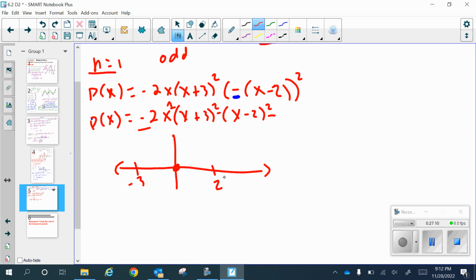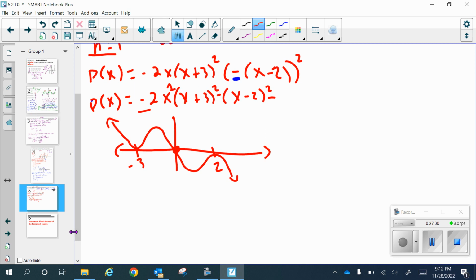So because it's an odd degree polynomial with a negative leading coefficient, I start up and I go down. At 3, I bounce off of it. At negative 3, sorry, I bounce off of it. And at 2, I bounce off of it. At 0, I go straight through it. So it's going to be something like that.